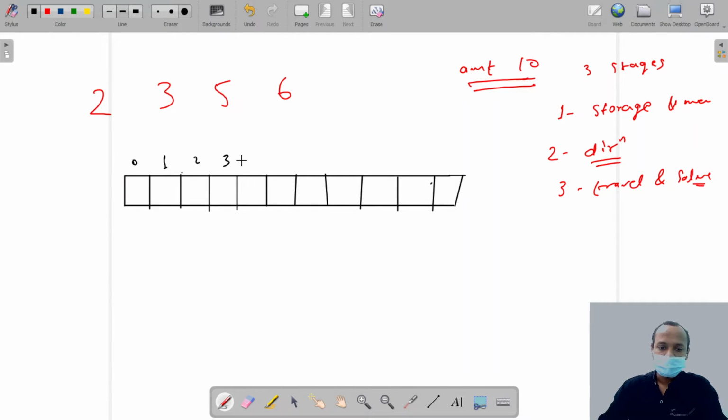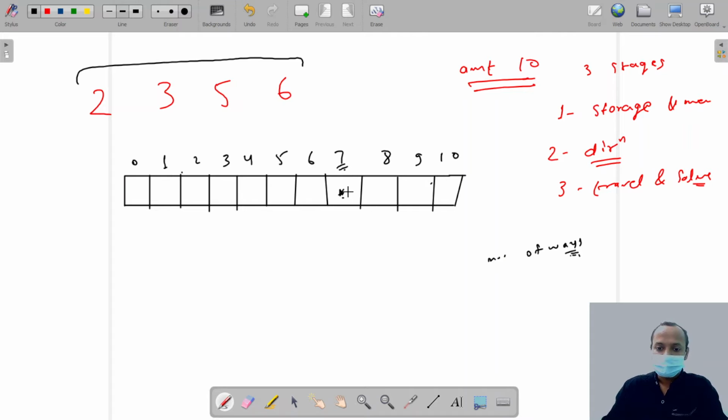So these are the amounts, let's see, 9 and 10. Now what is the meaning of this cell? It means we are storing the number of ways of combination, not permutation, to pay amount 7. If the amount is 7, what is the number of ways to pay this amount by using these coins? This is the meaning of what we are storing in the DP.